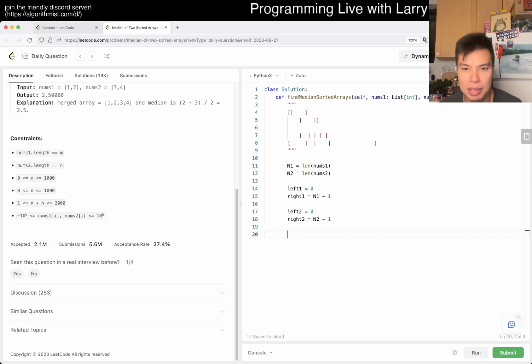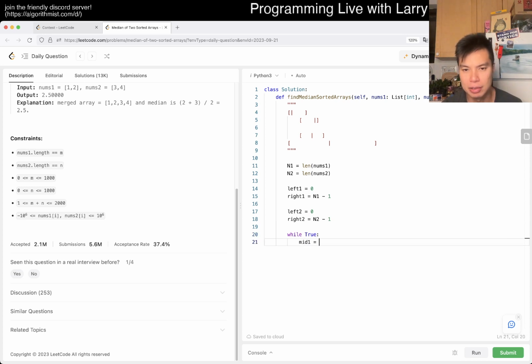Okay, I'm trying to use this visualization a little bit as well. So if it looks like this, then the median, well, we know that the median cannot be here, and we know that the median cannot be here, right? If that's the case, then we could do a binary search on that. Yeah, okay, fine. So, all right, let's do the while true thing for now.